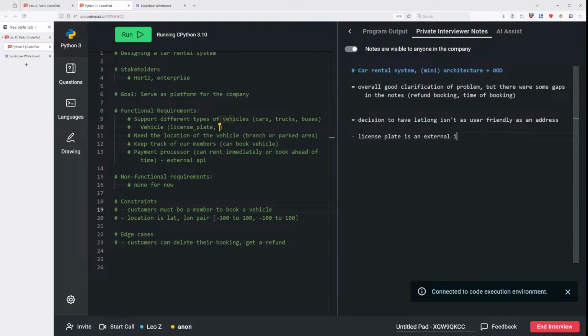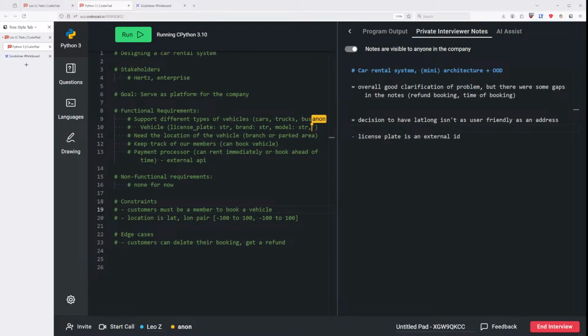I'm assuming we also need to keep track of the brand of the car and also the model, correct? Yeah, that'd be good to have. Okay. Brand and then model. For a license plate, I'll do something like a string. Brand is probably a string as well. Model, a string. Let's see what else.